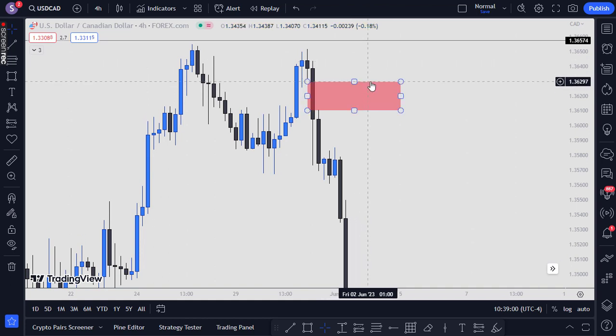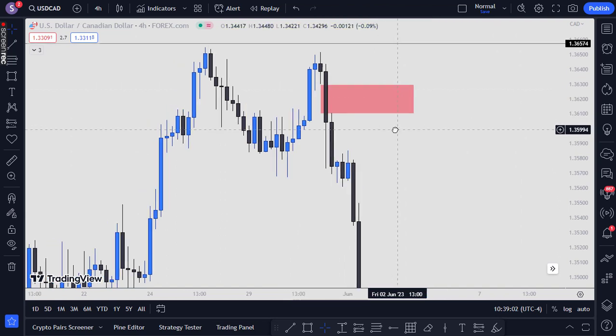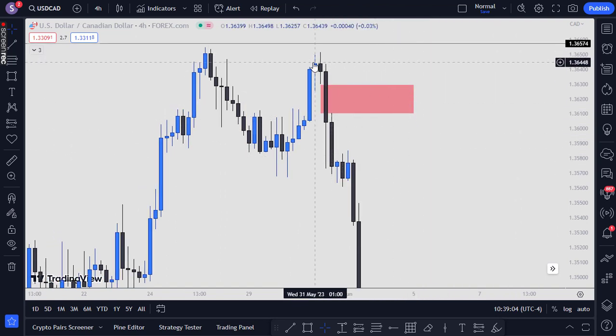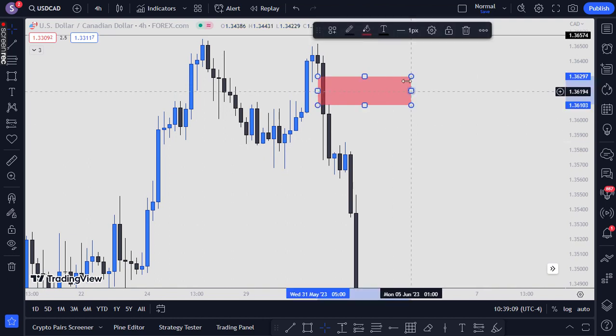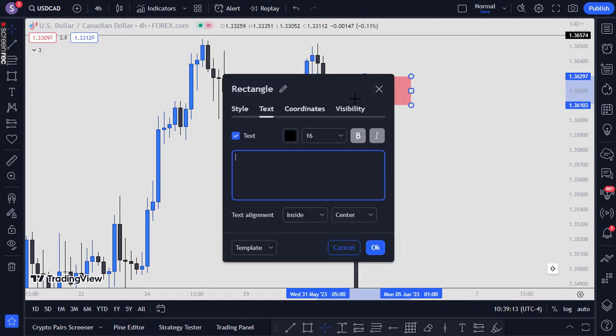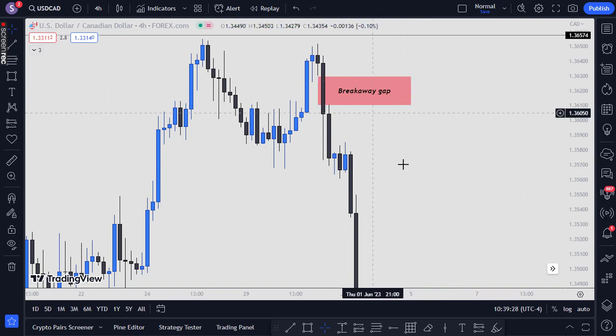So as you can see, this fair value gap stayed open. We're going to introduce this: a fair value gap like this is called a breakaway gap. When price leaves a fair value gap without filling it, it is named a breakaway gap. Now, why does this happen? How can you anticipate a fair value gap being left open?